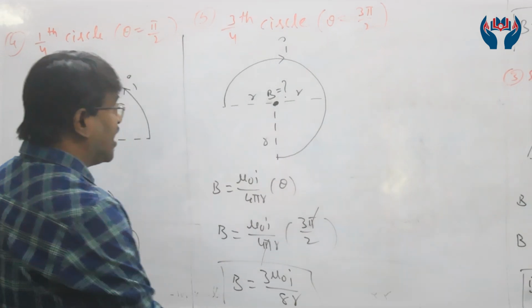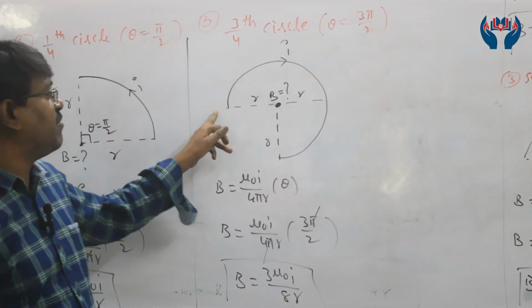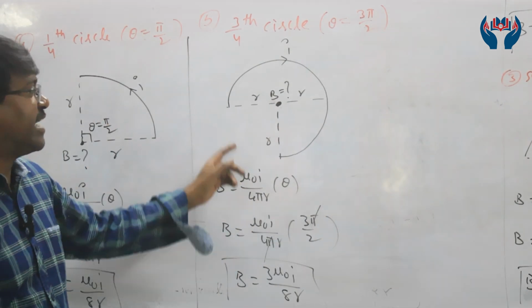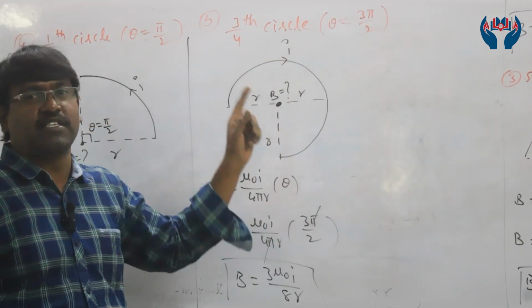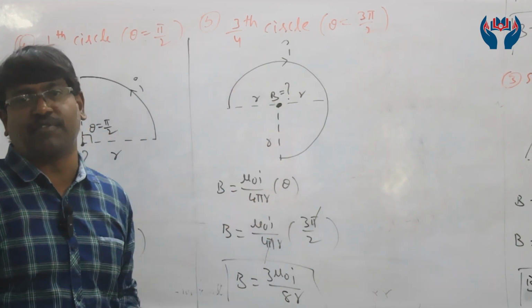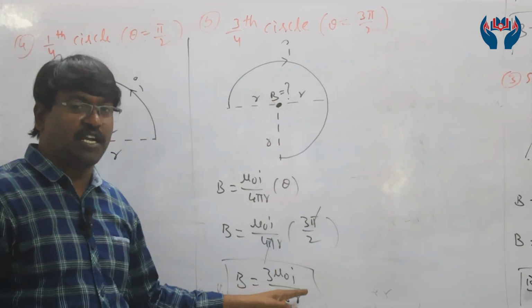Due to the 3 by 4th circle, 3 by 4th circle means one semicircle and one quarter circle. It carries a current I. The radius of this 3 by 4th circle is r. What is the magnetic field induced at the center of this 3 by 4th circle? That will become 3 mu naught I by 8 r.